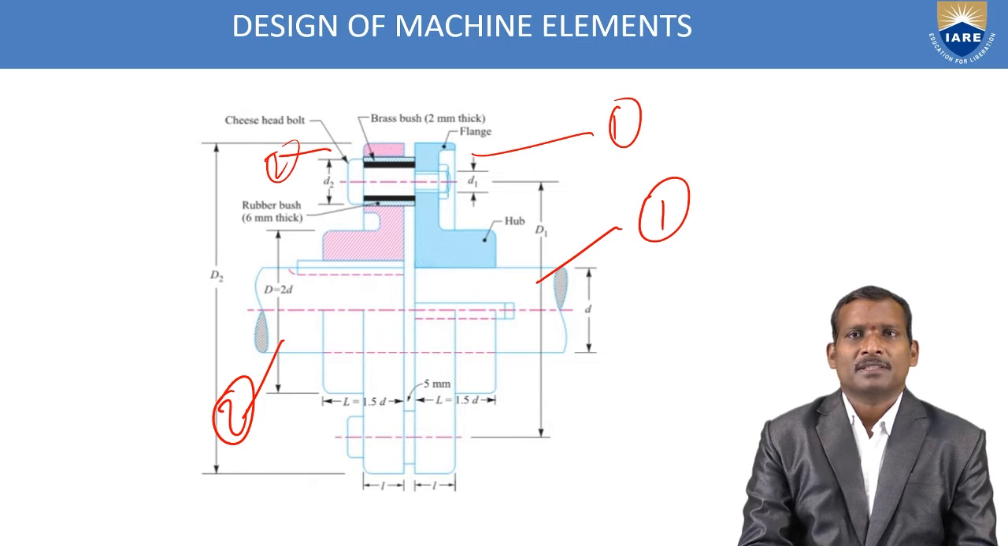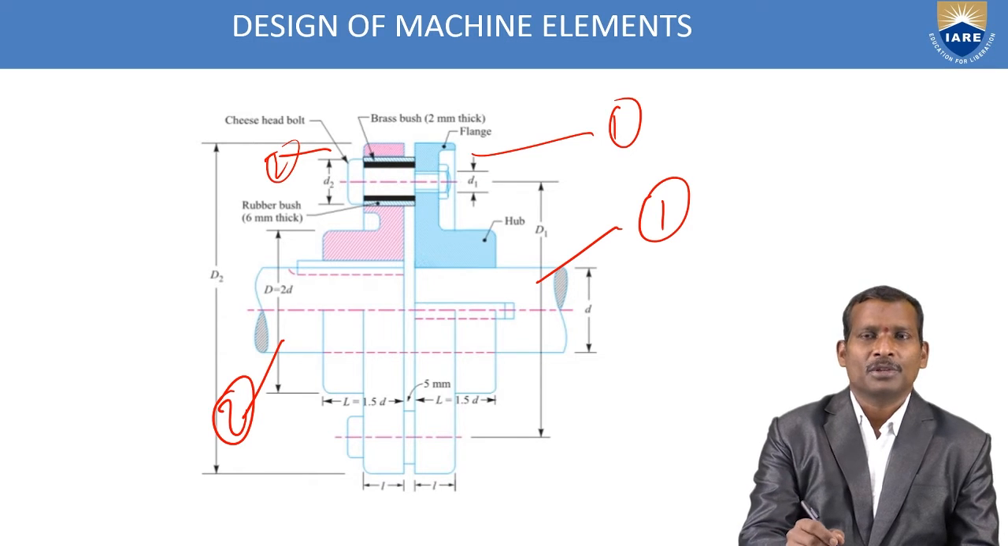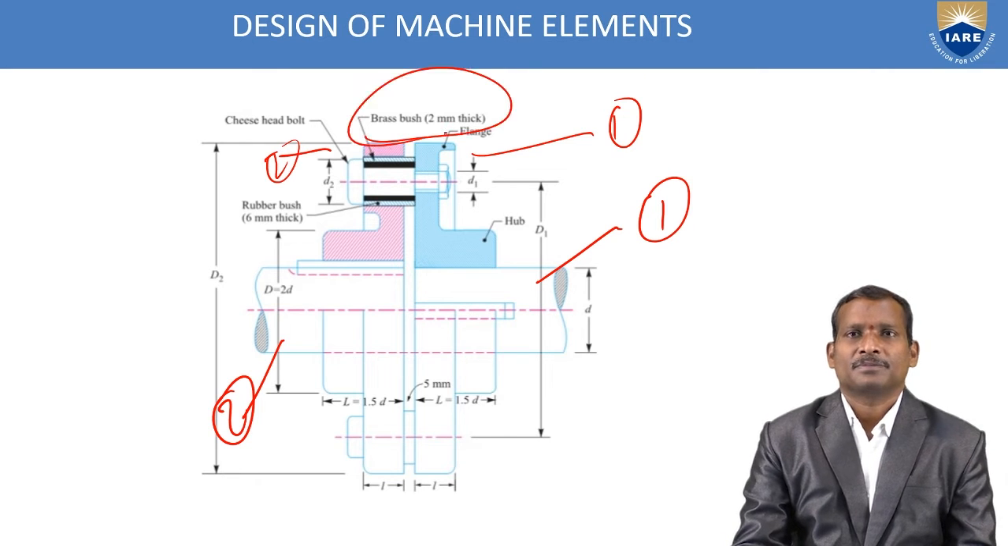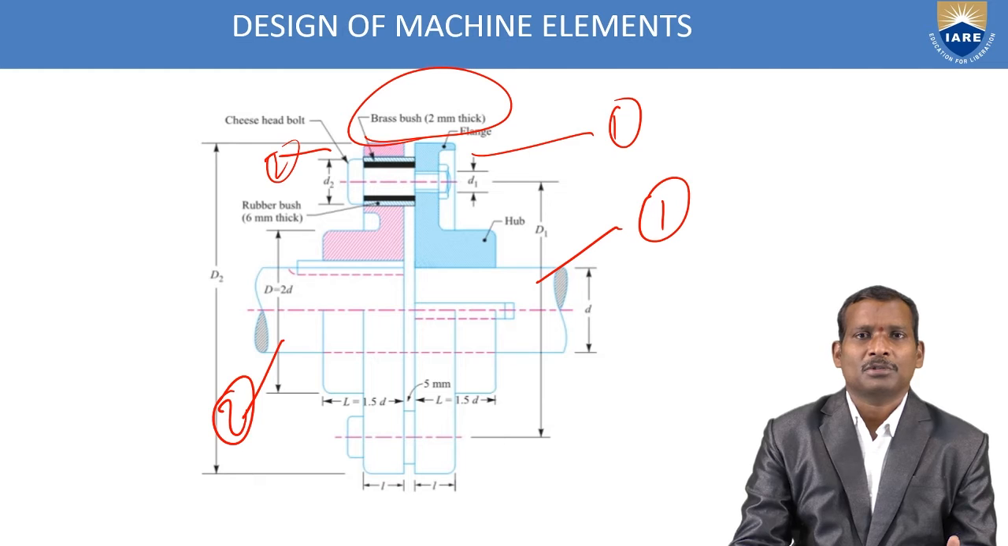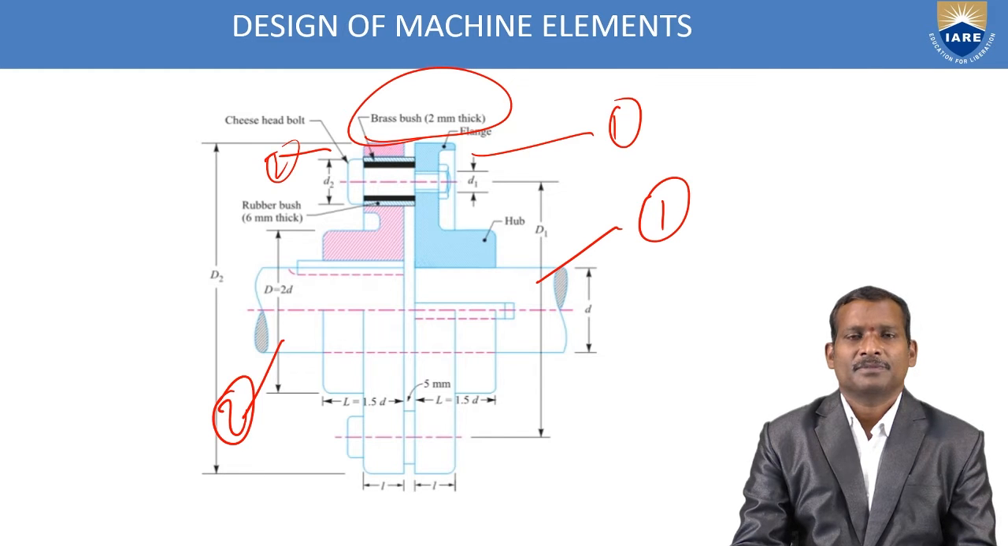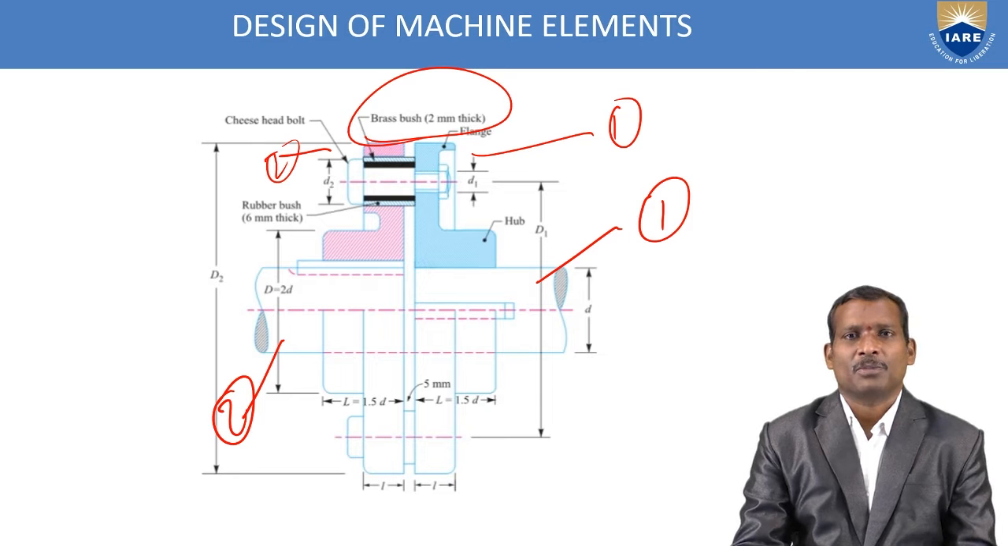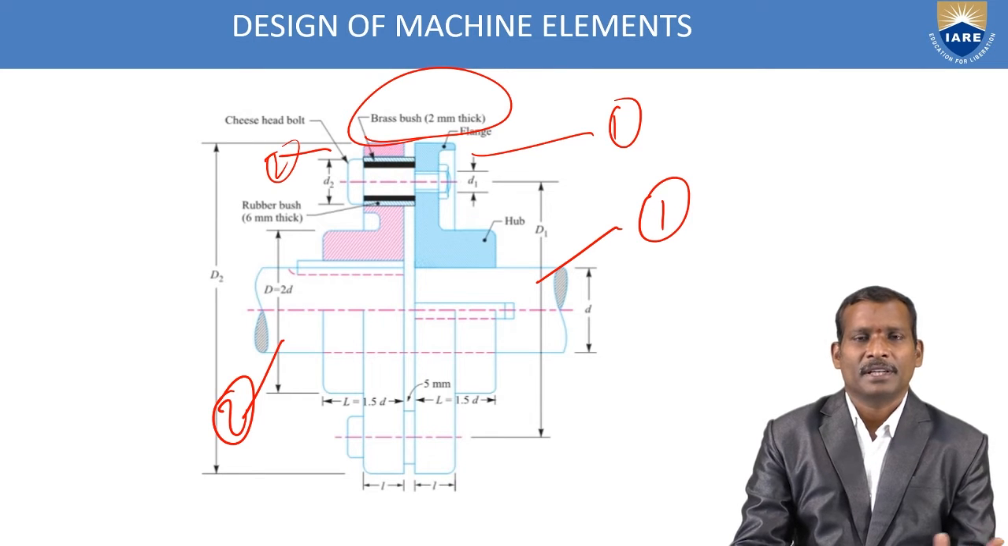The only difference is that here one extra bush is added, the brass bush that is 2 mm thick, to control the vibrations for flexibility. So the flexible couplings allow some misalignments. So that is the difference between the rigid coupling and the flange coupling, as we studied in the theory part.